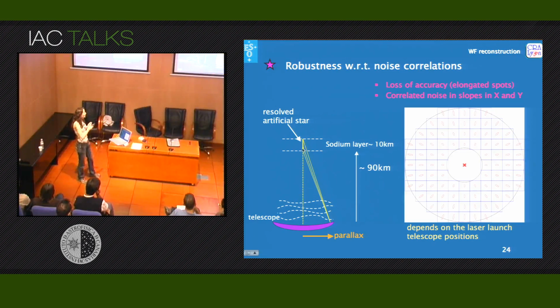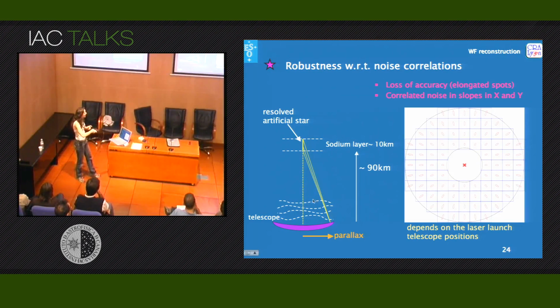an elongated star. So on the subaperture of the wavefront sensor, you have not a circular spot, but you have an elongated spot. So you lose a lot of accuracy in your data measurements in the elongated direction because the pixels are not scaled correctly with respect to the size of the image. So this is a problem.